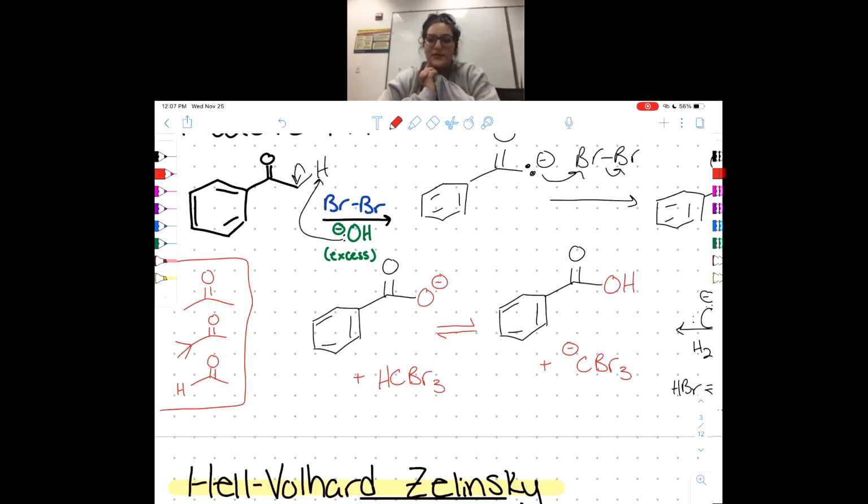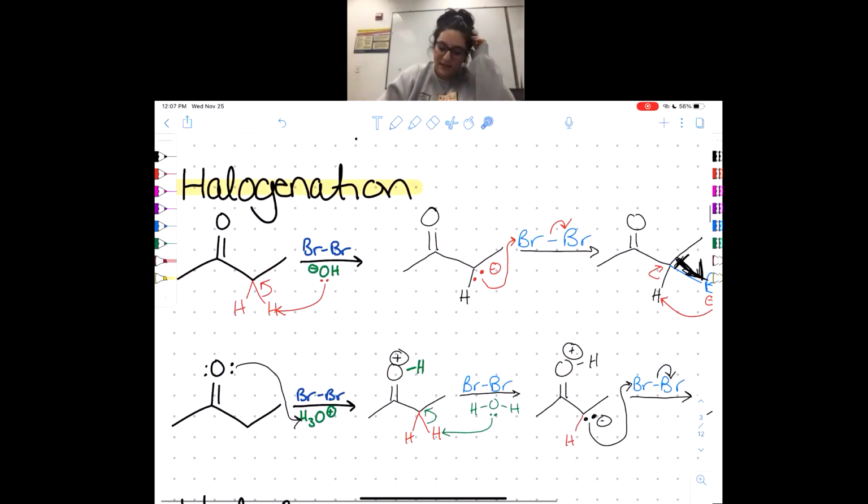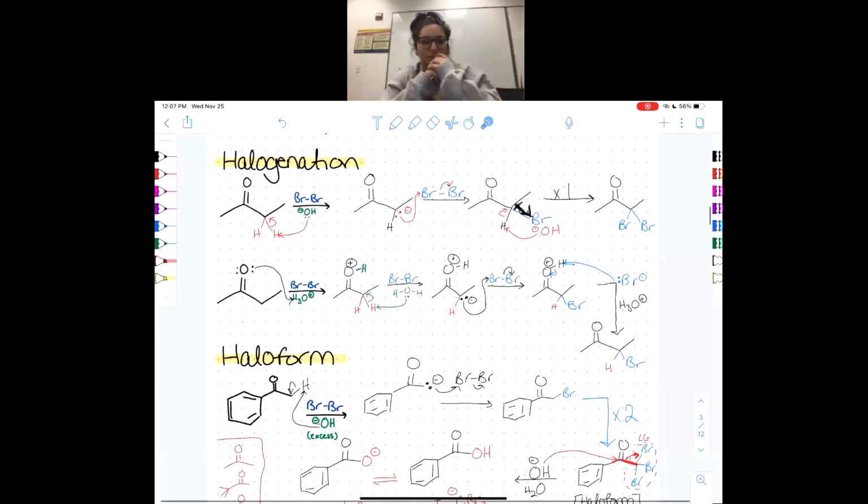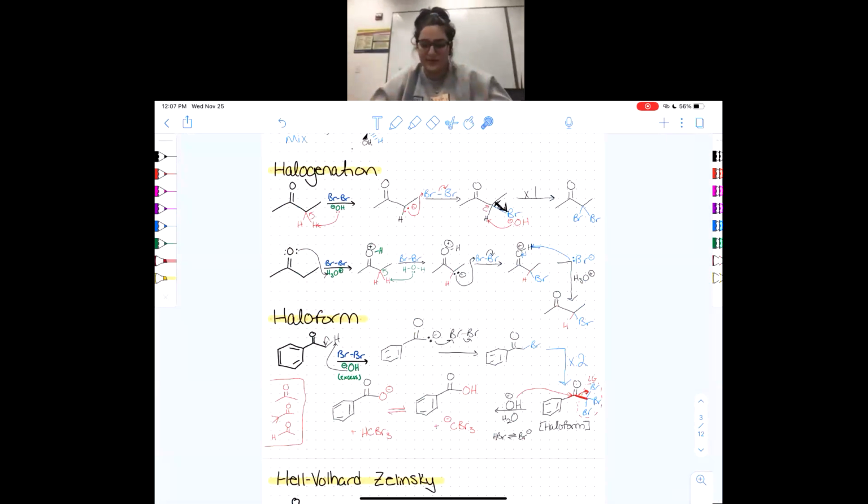Someone said, so if there's 3 hydrogens, we add the bromine on 3 times? Exactly. The reason we didn't do that here, though, is because even though there's 3 hydrogens, on the other side we have a better alpha position with only 2 hydrogens. So that's the difference that I wanted to show you guys. I zoomed out just so you guys can see it.